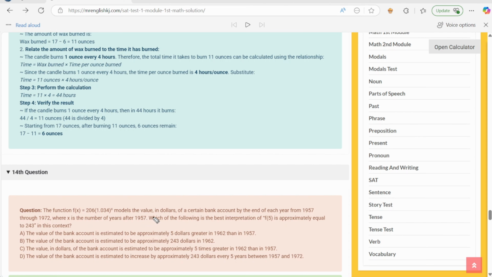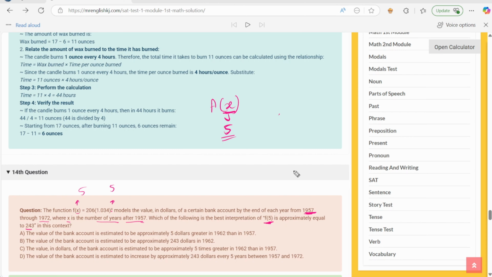The function models the value in dollars of a certain bank account by the end of each year from 1957 through 1972, where x is the number of years after 1957. Which of the following is the best interpretation of f(5)? f(5) is approximately equal to 243. It gave us everything. You just need to understand. If you remember the basics, you know that, right? So what is f(5)? We know both things, 5 and 5.